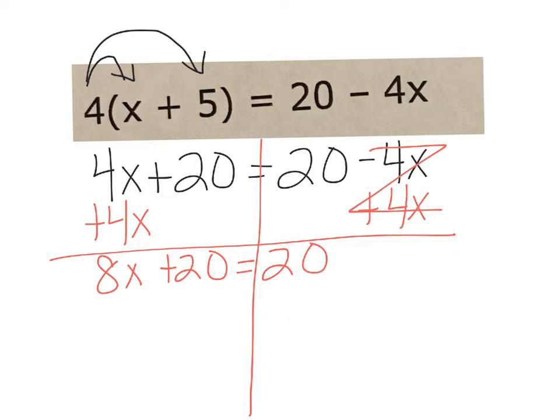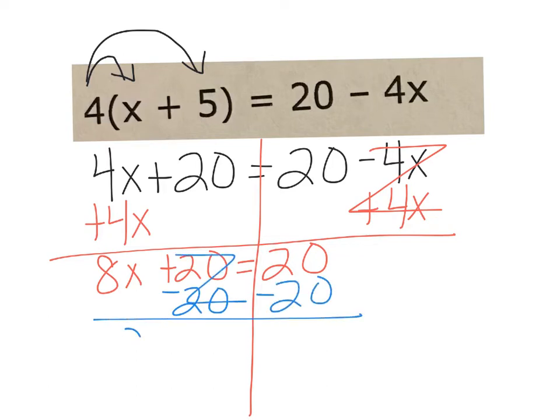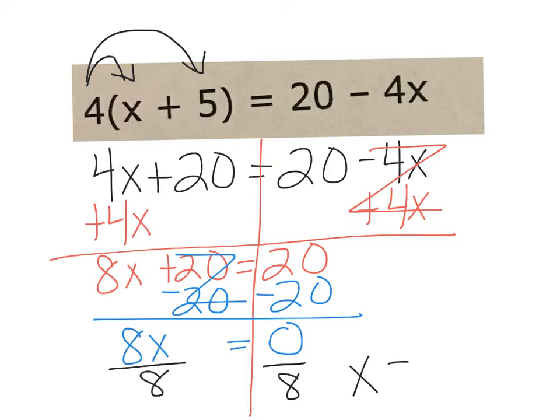Next step is to take care of the constants. So I would move the 20. Bring everything down, and that equals 0. Then the last step is to divide by my coefficient. So divide by 8, divide by 8. So x equals 0. Again, pause the video and check with substitution.